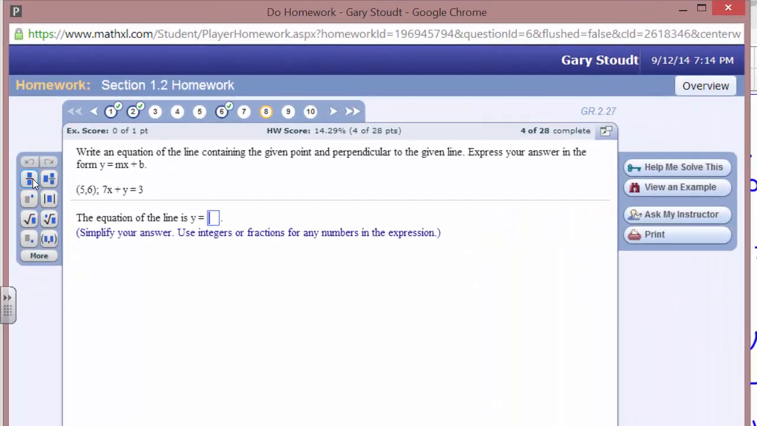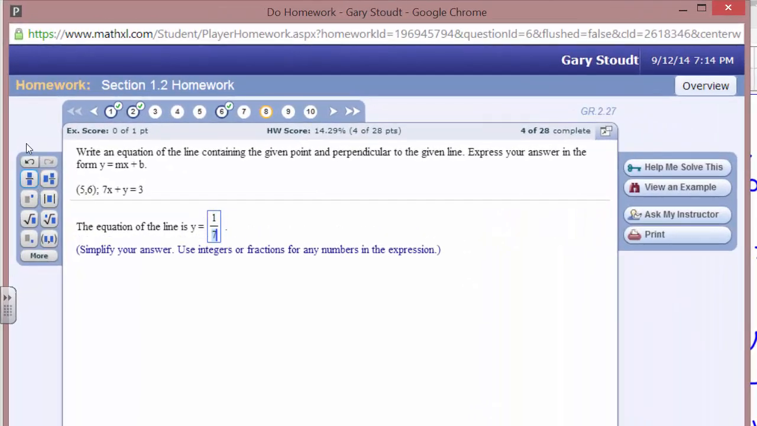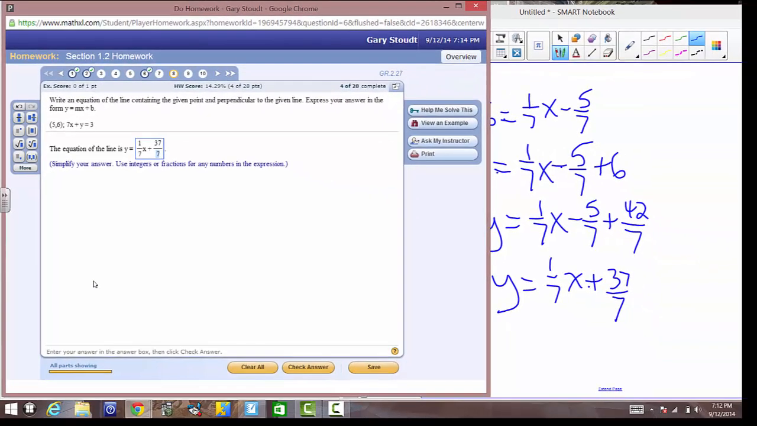We will use the fraction palette, 1 tab 7. Use the arrow key to get it out of the denominator, 7x, plus, and we'll use the fraction palette again, 37 tab 7. And check. Okay.